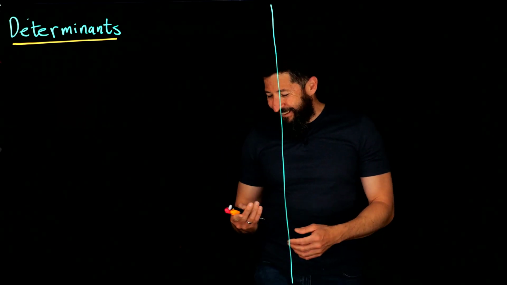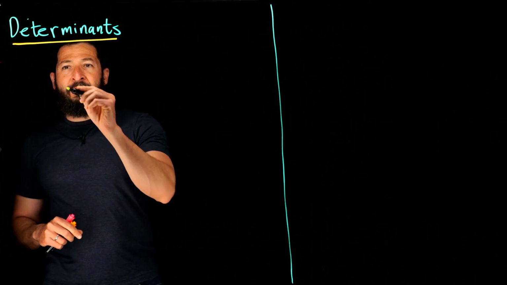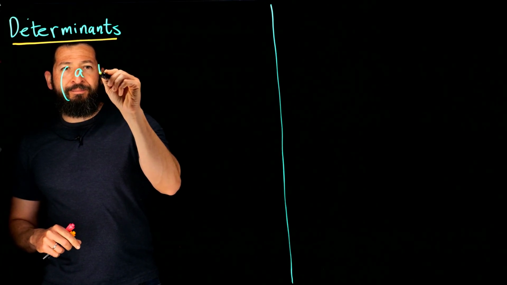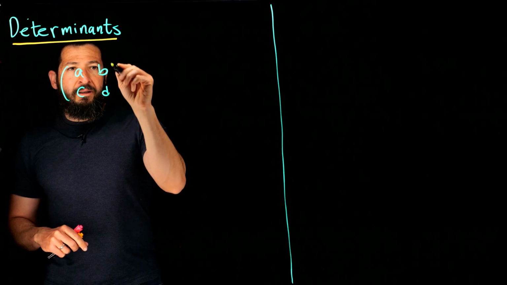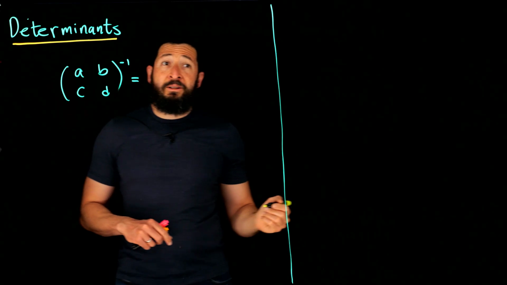All right, today we're going to talk about 2 by 2 determinants. So let's start with a matrix right now, A, B, C, D. And let's say we want to compute the inverse of that matrix. I said determinants, now you're doing inverses.